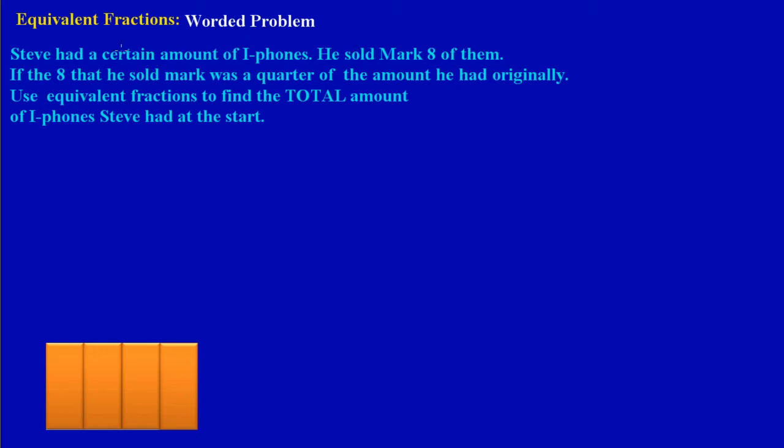Now, this problem states that Steve had a certain amount of iPhones. He sold Mark 8 of them. If the 8 that he sold Mark was a quarter of the total amount he had originally, we are now asked to use equivalent fractions to find the total amount of iPhones Steve had at the start. So here we are given a situation and we're asked to use equivalent fractions to solve the problem.